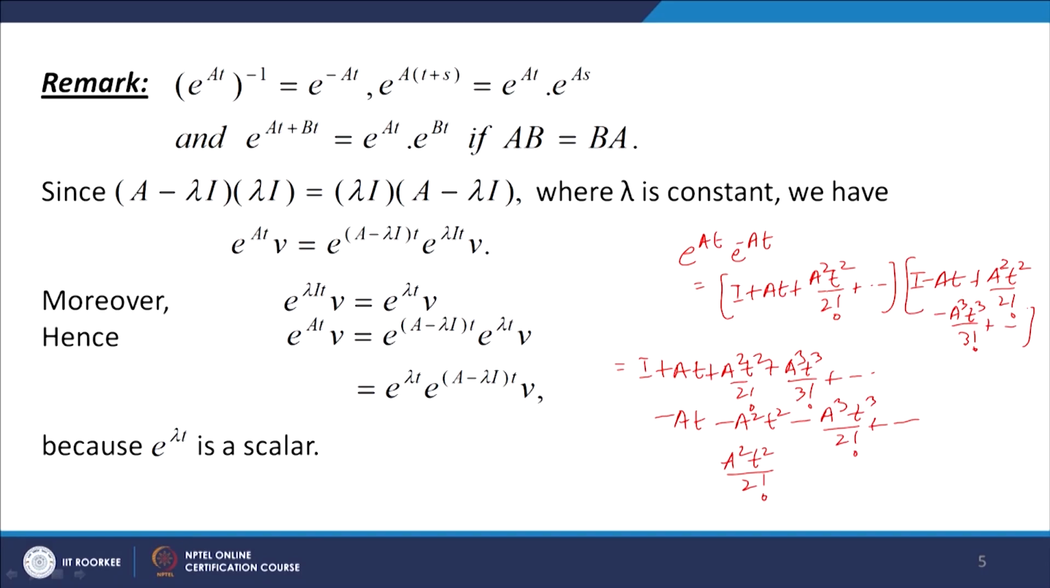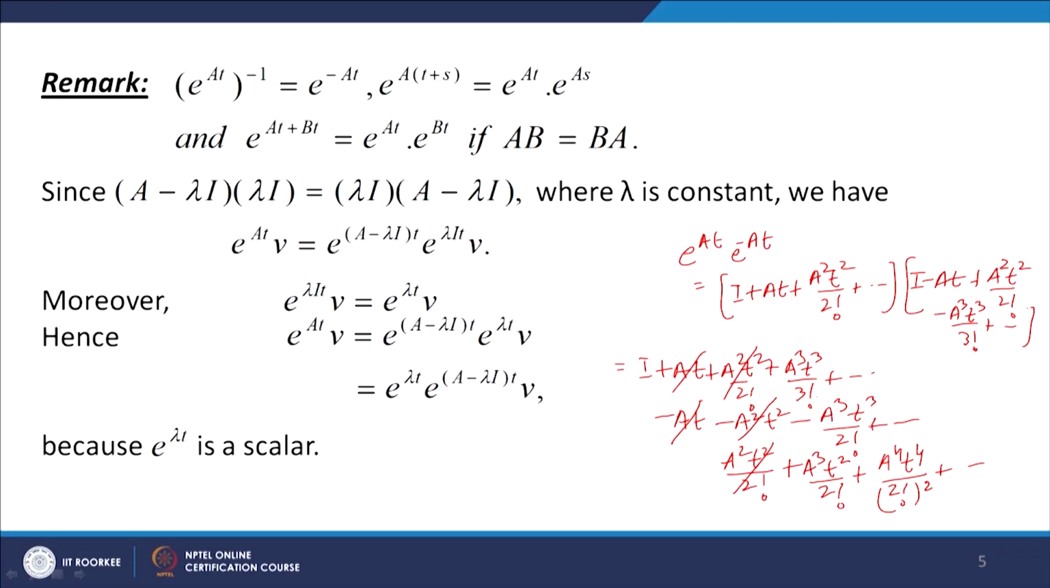Then a cube t cube by 2 factorial, and then you multiply by a square t square. So, a⁴t⁴ by 2 factorial square, and so on, you get like this. So, a t will cancel with a square t square by 2 factorial plus a square t square by 2 factorial is a square t square. So, it will cancel with a square t square.